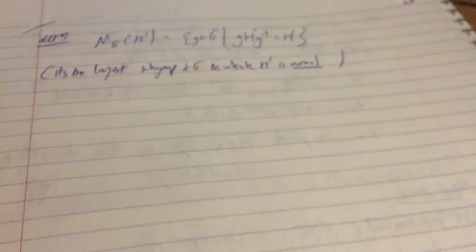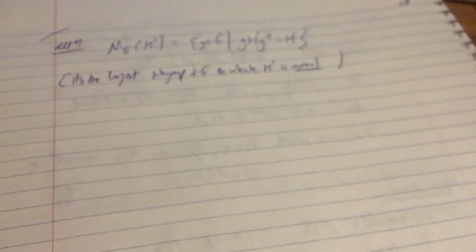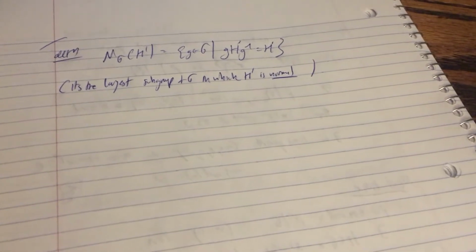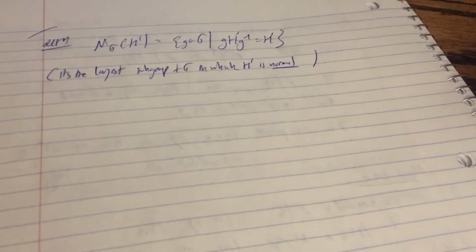So it's the largest, in fact, let's just say, kind of clearly, it's the largest subgroup of G in which H prime is normal. So that's the reason for the name. It's exactly the set of things that make H prime a normal subgroup. Normal means that you're fixed under this conjugation action. Okay? So that's the normalizer.